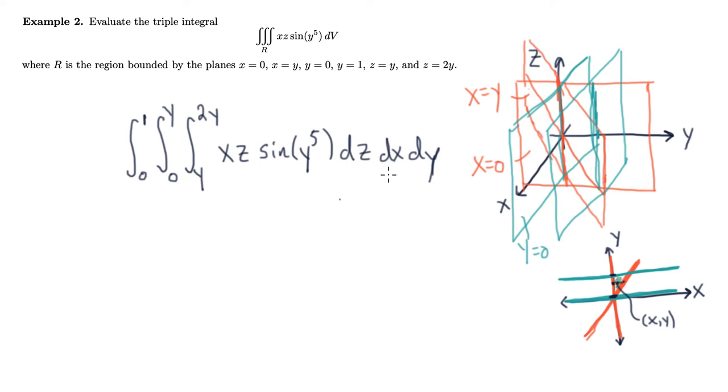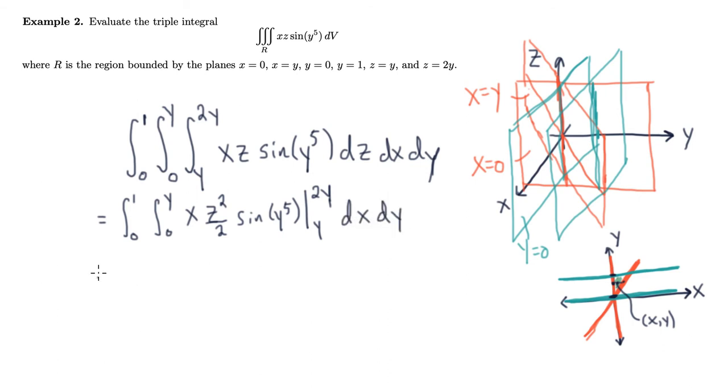Okay, so how do we actually evaluate this integral? Well, we take this function here, we think about it as a function of z with x and y constant, and we find an antiderivative. So this is 0 to 1, 0 to y, and then we get x z squared over 2, and then sine y to the fifth, evaluated from y to 2y. And then we have dx and dy.